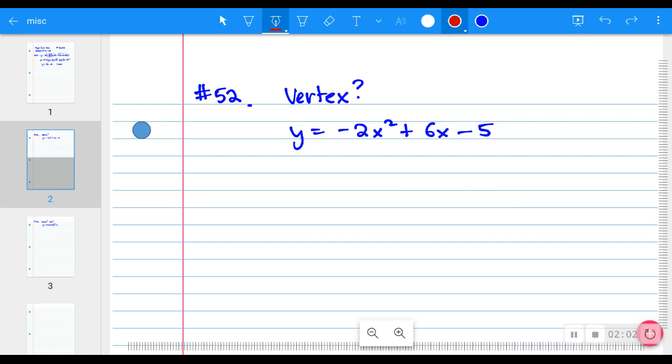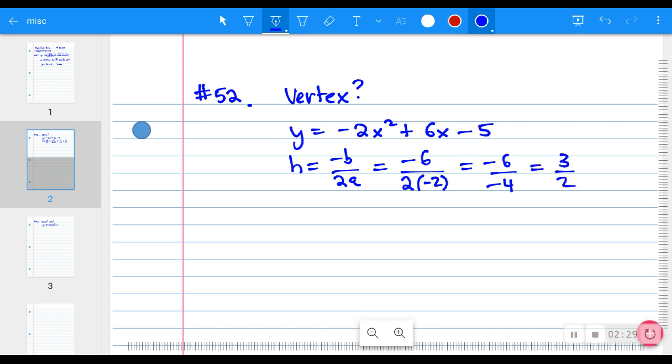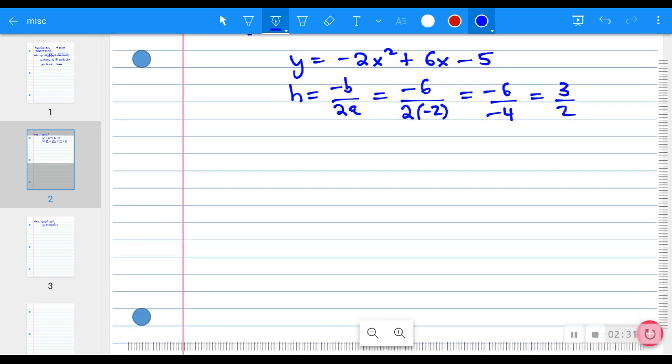Okay, on this one we're supposed to find the vertex. H comes with a little formula. Sorry, let me switch to blue ink here. It's the opposite of b over twice the a value. So the opposite of 6 is negative 6. And then 2 times that a value, which is negative 2. So you get negative 6 over negative 4, which is positive 3/2. We're halfway there. Now we have to find k.